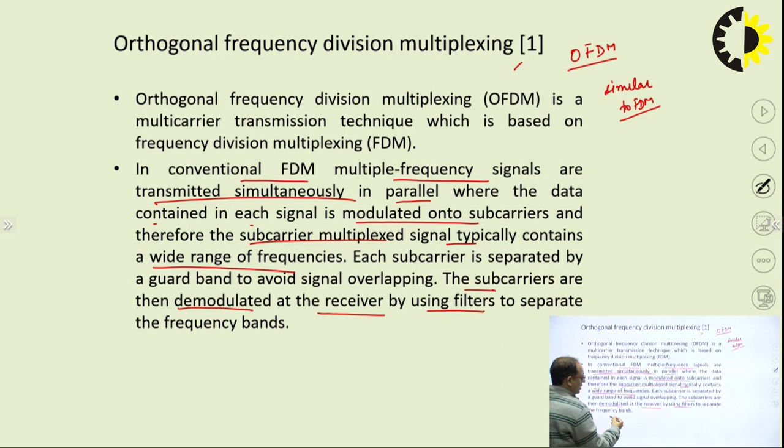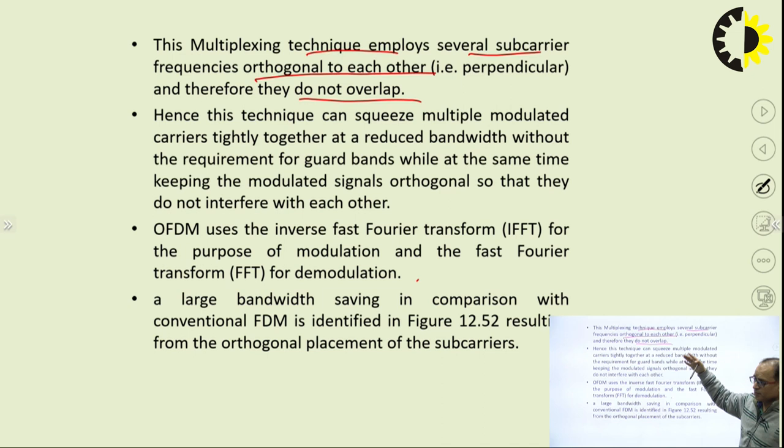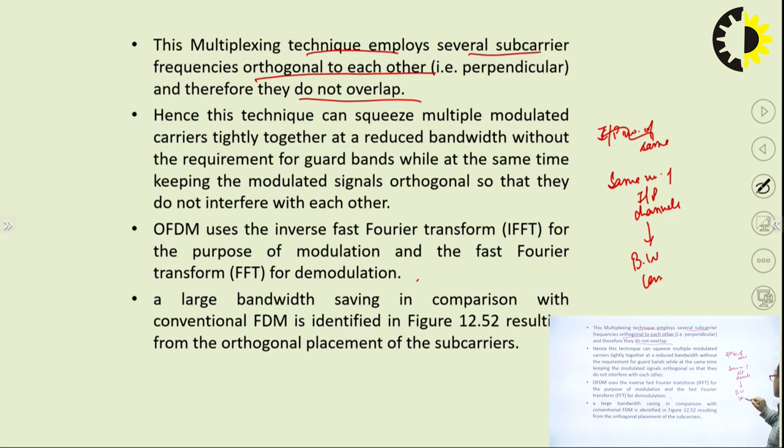But in this case, this multiplexing technique employs several subcarrier frequencies which are orthogonal to each other, so they do not overlap. So we can say that the data rate or bandwidth can also be enhanced, or for the same number of input channels, the bandwidth can be saved, because all subcarriers are orthogonal to each other. So this technique can squeeze multiple modulated carriers tightly together at a reduced bandwidth.